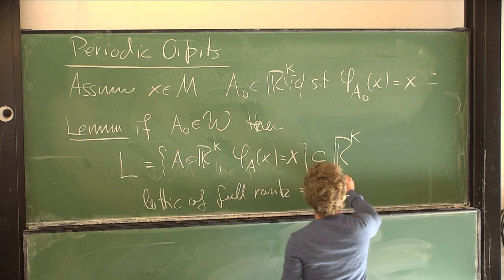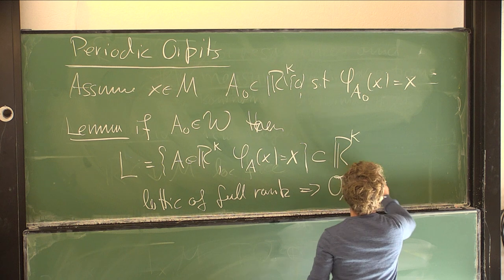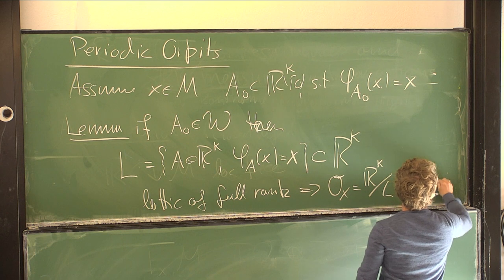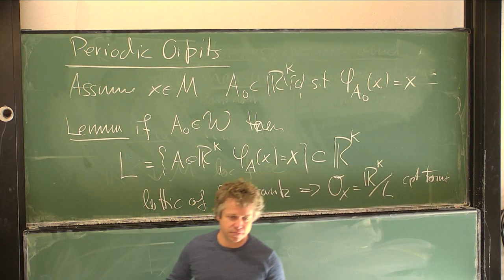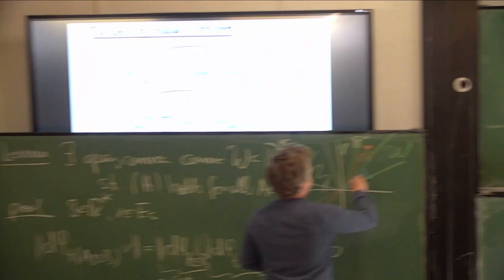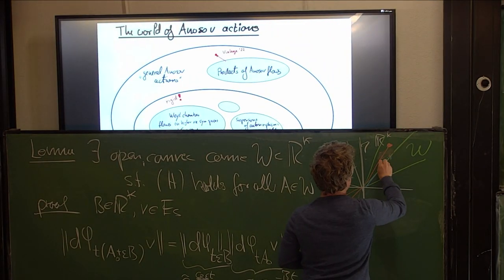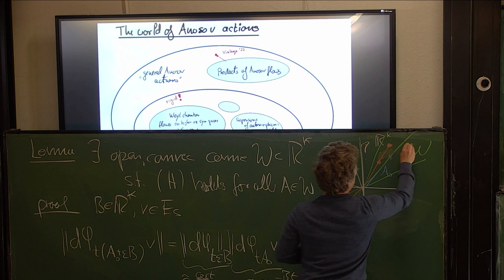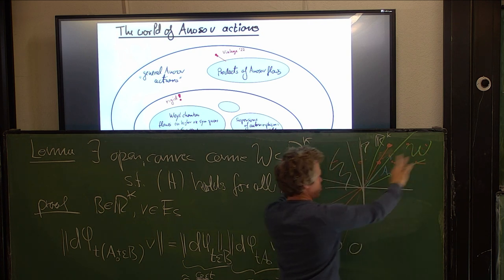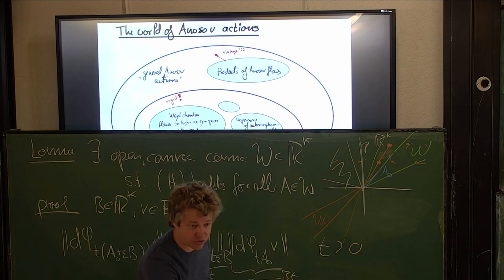Which means that the orbit of X is R^k modulo A, which is a compact torus. Okay, so assume that as soon as you have a Weyl chamber point which is periodic, then you do not only have a repetition of these points, but you have a kind of full co-compact lattice in R^k of periodic points.